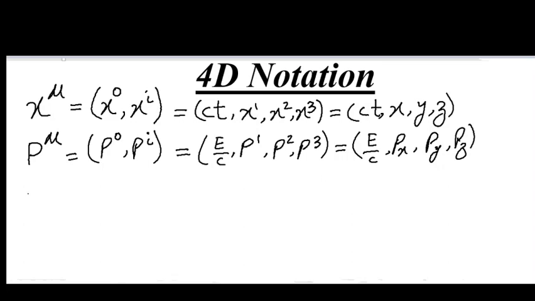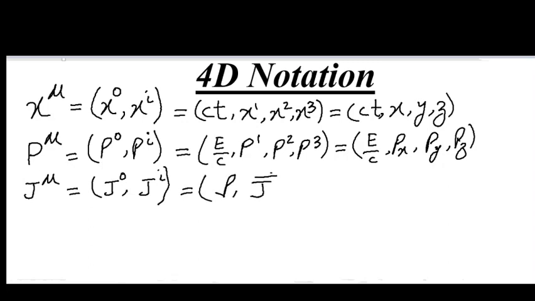Another example is the current density vector, which can be written as j^μ, and again we can write it as a zeroth component and an ith component. The zeroth component is simply the charge density, and the ith component is the 3-dimensional current density, which we often use in electrodynamics. So these are some examples of 4-dimensional vectors, and in all these we used an upper index notation. That is, in all these we have μ in the upper index.